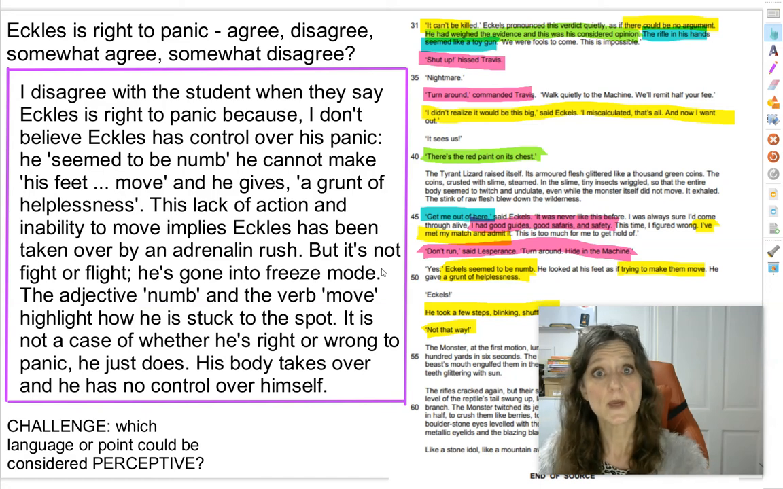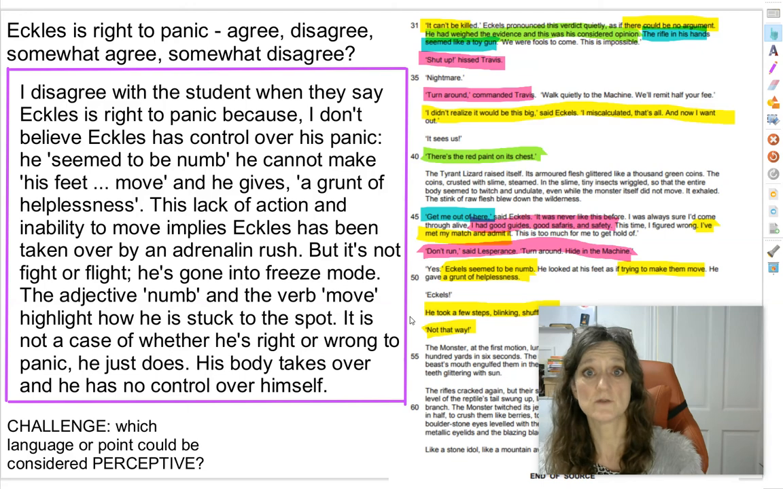I'm going to zoom in. The adjective numb and the verb move highlight how he is stuck to the spot. So you'll see here I haven't done that much with the language. It's not really rich language. I'm more relying on this question for my inference to argue and evaluate the statement, and that is fine. You need to do a bit of both.